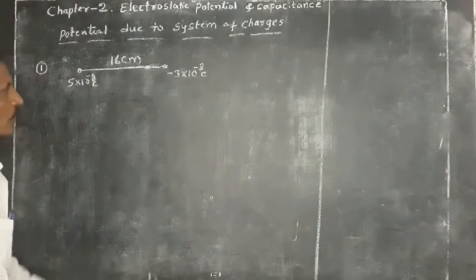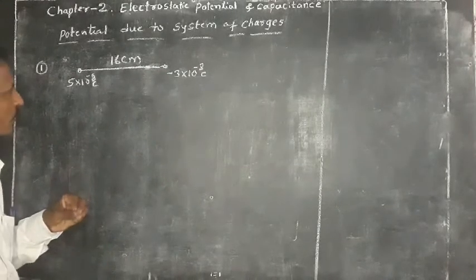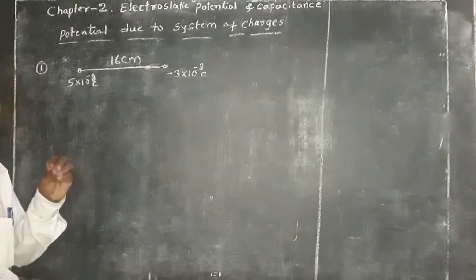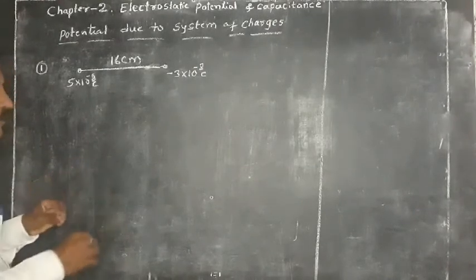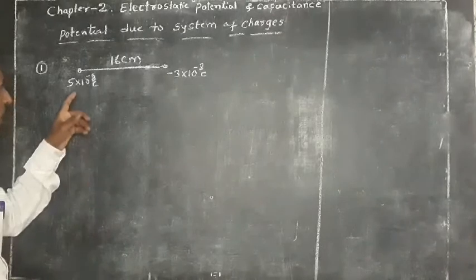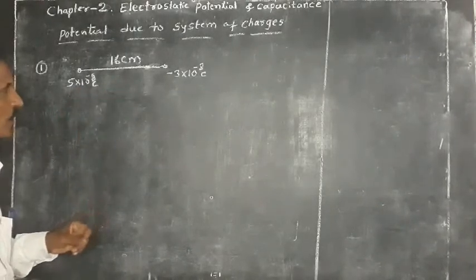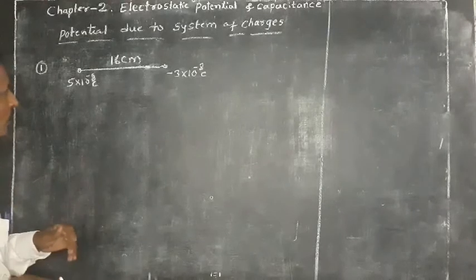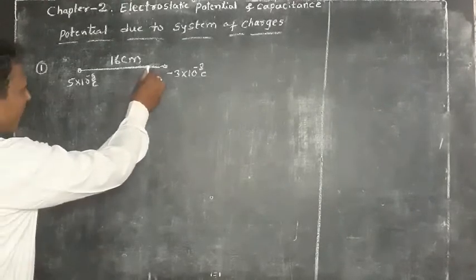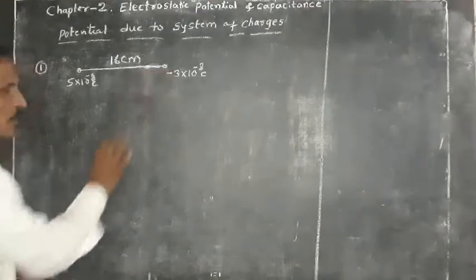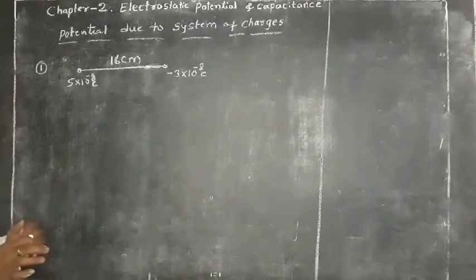Then find the point or points at which potential due to both the charges is equal, or find the point at which potential is equal to 0.